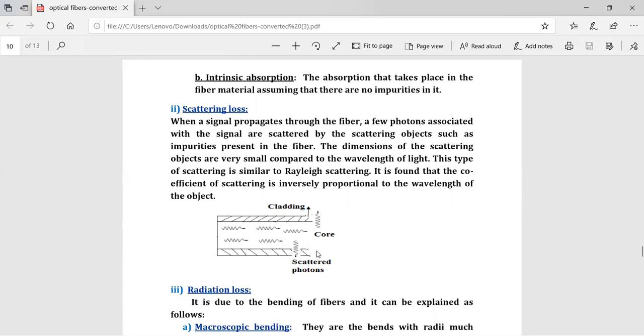This type of scattering is the same as Rayleigh scattering. What is Rayleigh scattering? In the case of Rayleigh scattering, the scattering efficiency is inversely proportional to the fourth power of the wavelength. Means a light of very small wavelength can get scattered very efficiently. As lambda decreases, the scattering efficiency increases by the fourth power. So if you are using a light of very small wavelength, scattering will be more. No doubt there will be more loss in the light signal. That is the other type of loss.